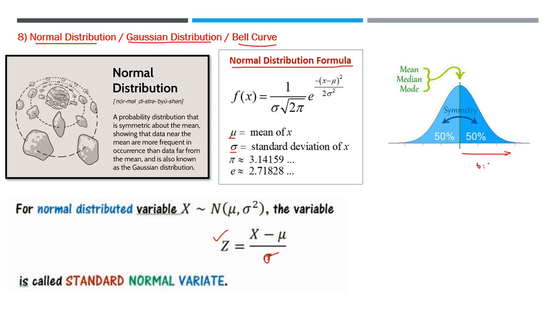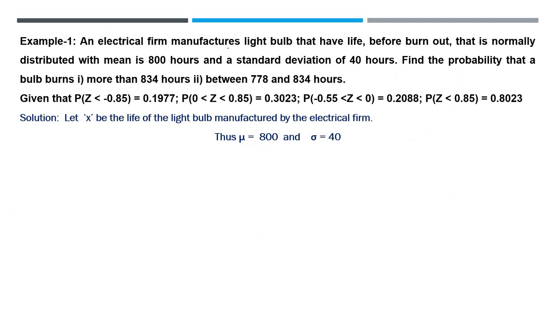Now this is called the mean, median or the mode. The area under the curve is 1, that is 0.5 on the left hand side and 0.5 on the right hand side. So this area can be defined here. Now let us discuss the normal distribution using an example. An electrical firm manufactures light bulbs that have life before burnout that is normally distributed with mean 800 hours.